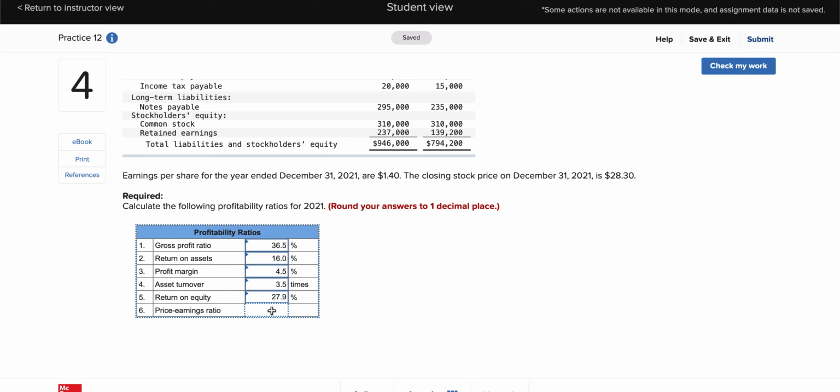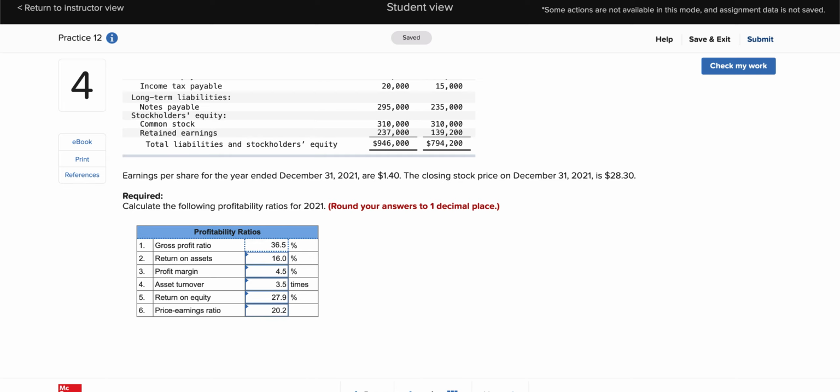And then finally, we have this thing called the PE ratio. And this is where we have to look at this information that's given to us here. And they actually give us the numbers in this case. We're going to take the closing stock price for whatever day we're trying to determine this for. And typically this would be for the end of the fiscal year, but you can do it anytime throughout the year. And we're going to say $28.30 was the closing stock price. We actually divide that by the earnings per share. And that gives us 20.2.